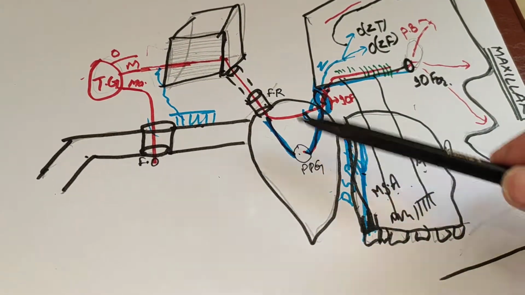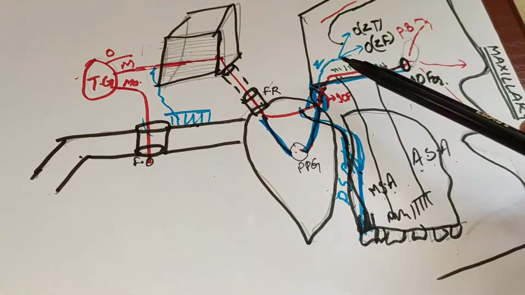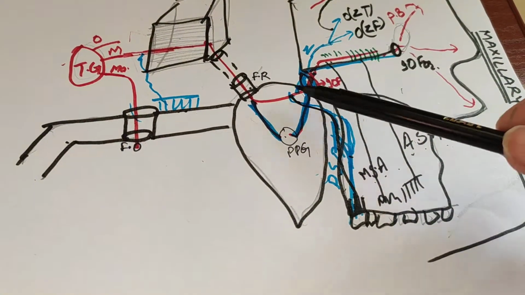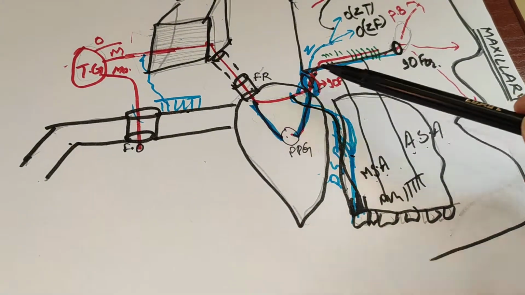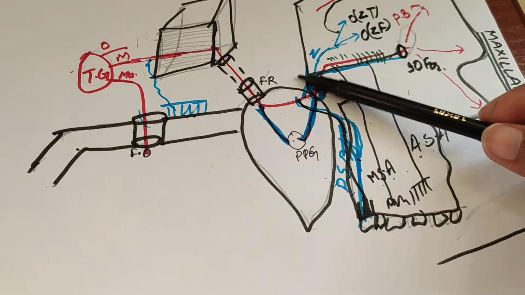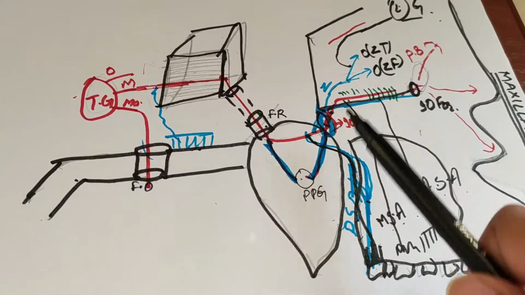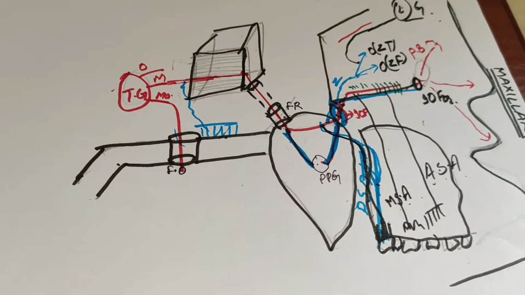Ganglionic is a direct branch, meningeal is a direct branch, and this zygomatic is also a direct branch because it is coming from this red line. The red line is the maxillary nerve. Okay, and orbital is also a direct branch of the maxillary nerve.